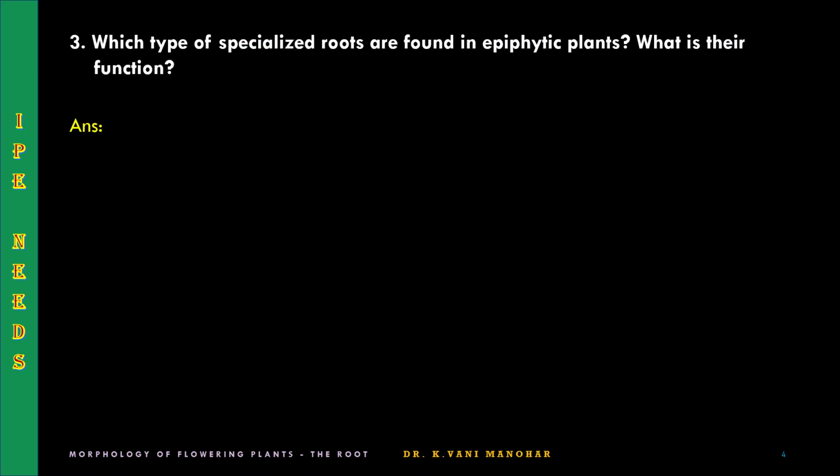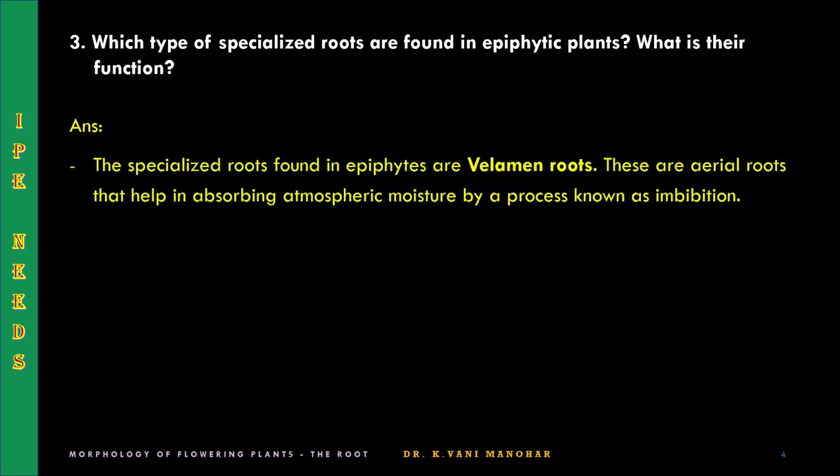Third question: which type of specialized roots are found in epiphytic plants? What is their function? The specialized roots found in epiphytes are velamen roots. These are aerial roots that help in absorbing atmospheric moisture by a process known as imbibition. Example is Vanda.